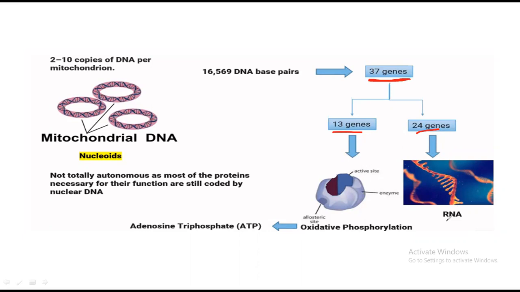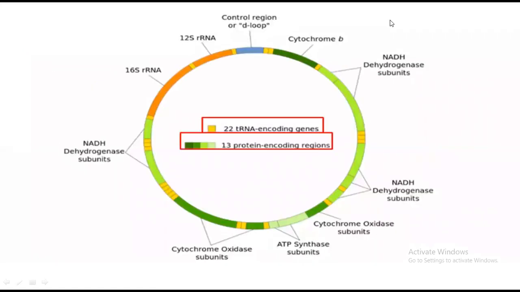As you know, there are 20 different transfer RNA for 20 different amino acids. So the 24 genes code for transfer RNA and the 13 genes code for the enzymes that take place in the process of oxidative phosphorylation. So just keep these things in your mind. Now secondly, this is an animated structure of the mitochondrial DNA.